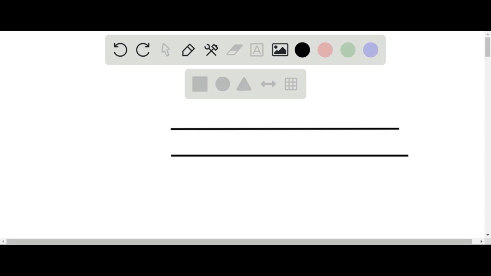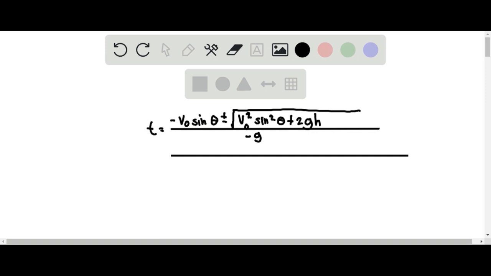Okay, to get the time we need this formula: t equals negative v sub 0 sine theta, plus or minus the square root of v squared sine squared theta plus 2gh, all over negative g. Let's extend this one, erase some part of it, and place our sign right there. So it turned out to be negative g.